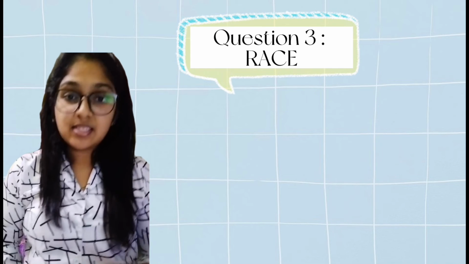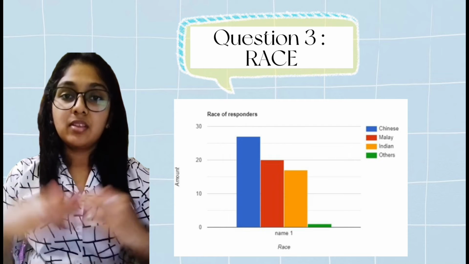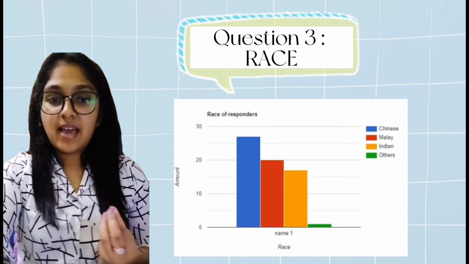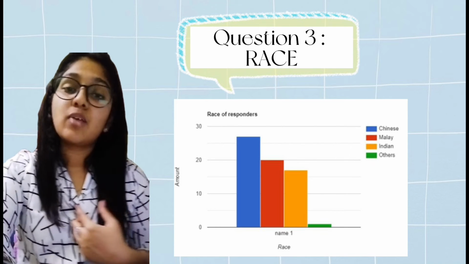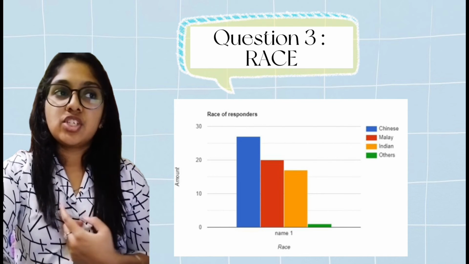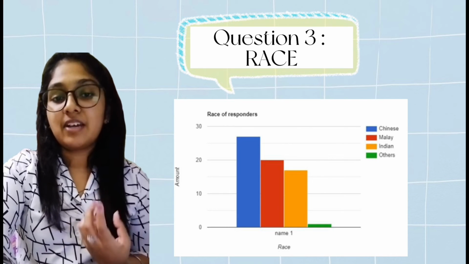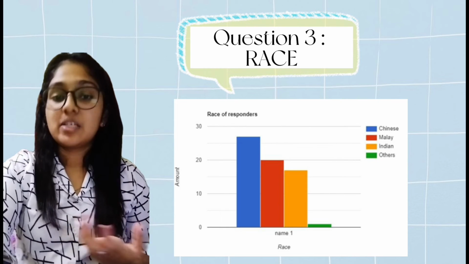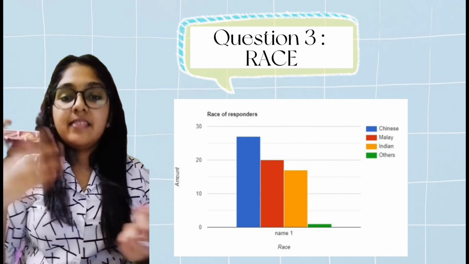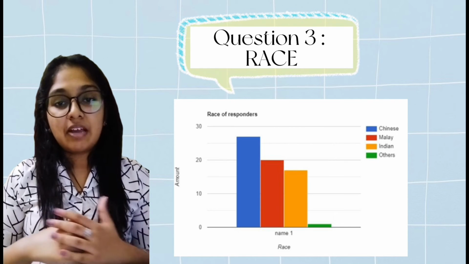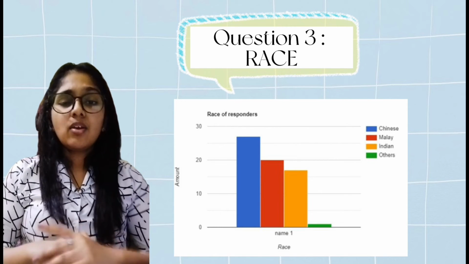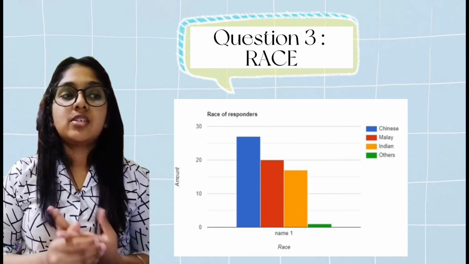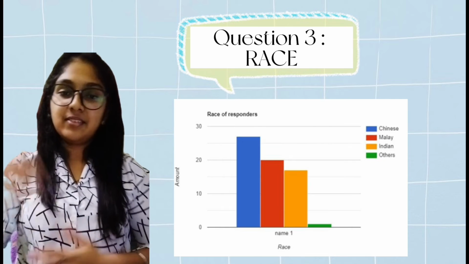This is about race. Next, this is the bar graph about the race of our respondents in our survey. We can clearly notice that the highest number of respondents in our survey is Chinese, which is about 27 out of 65 of our respondents, and almost 20% of our respondents are Malays. There are also 17 out of 65 respondents who are Indians, and only 1 out of 65 of our respondents chooses the others option as well.